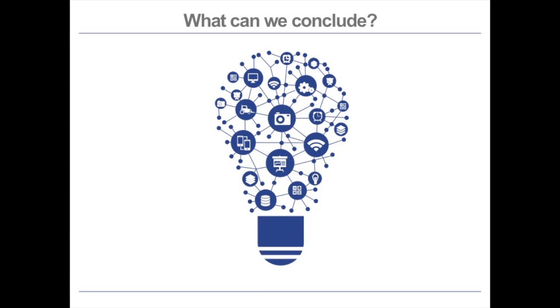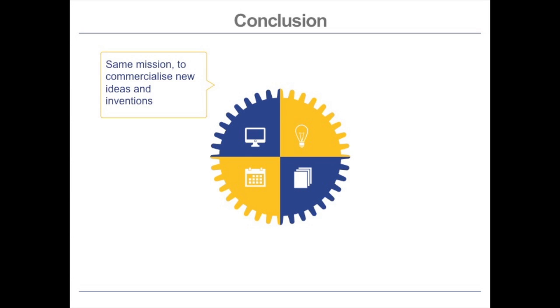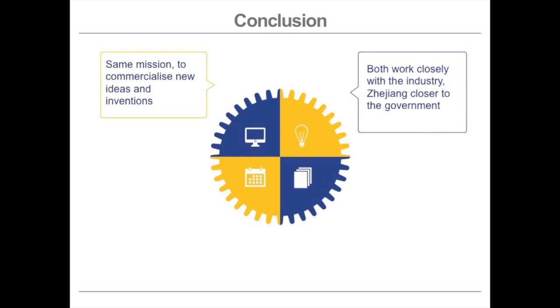So, what can we conclude from this study then? Well, the mission for both technology transfer offices seems to be the same, which is to commercialize new ideas and inventions. Both TTOs work closely with the industry, while the Zhejiang office has a closer collaboration with the government than the Lund office has. Also, both technology transfer offices have the opportunity to invest in startups if they believe the invention is to be successful.